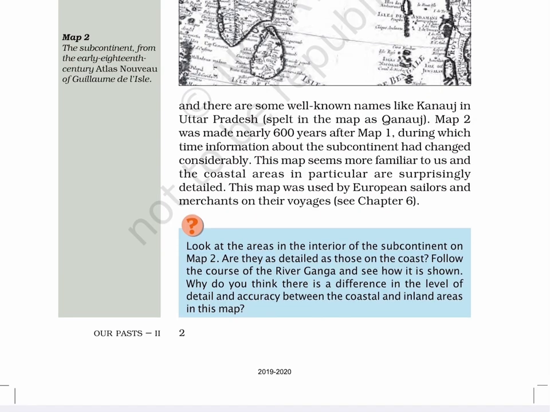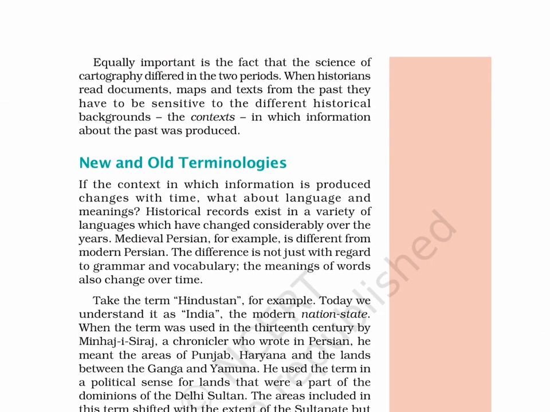Page 3. Equally important is the fact that the science of cartography differed in the two periods. When historians read documents, maps, and texts from the past, they have to be sensitive to the different historical backgrounds, the contexts in which information about the past was produced, new and old terminologies. The context in which information is produced changes with time. What about language and meanings?